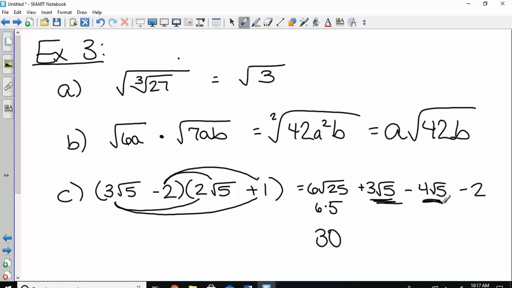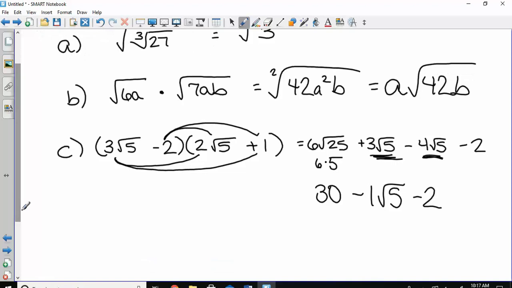These are like terms because they both have a square root of 5. So just like if I said 3x and negative 4x, you put them together and you get negative x. You add numbers in front, the x doesn't change. Same thing here. 3 radical 5 and negative 4 radical 5 would just be negative 1 radical 5. Or just negative radical 5 if you don't want to write the 1. And then minus 2. So like terms 30 and negative 2 is negative 28 minus radical 5.